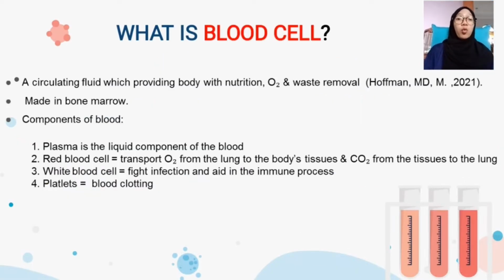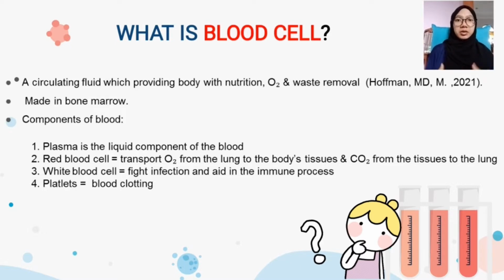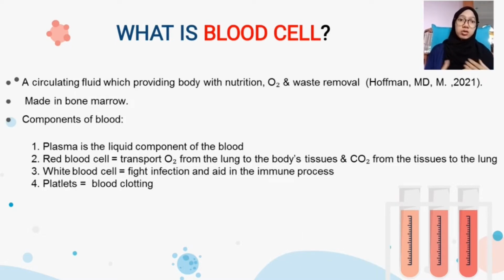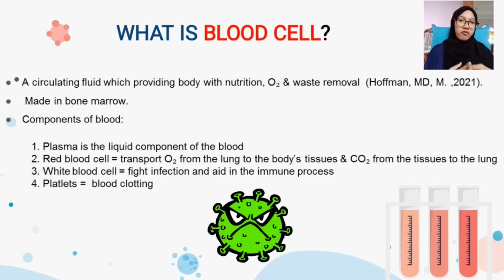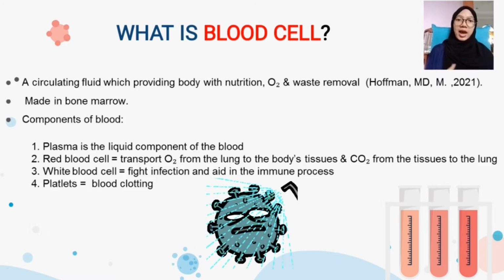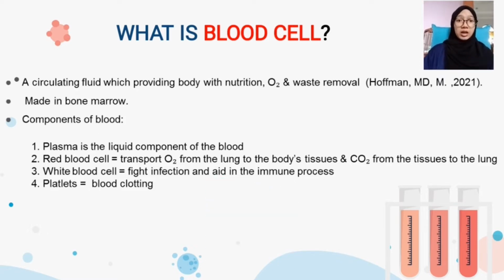Okay, first of all, what is blood? Blood is a circulating thin fluid which provides the body with nutrients, oxygen, and waste removal. It is made in the bone marrow, and there are several components of blood: plasma, red blood cells, white blood cells, and platelets. Red blood cells transport oxygen from the lungs to the body's tissues and carbon dioxide from the tissues to the lungs. The main function of white blood cells is to fight infection and aid in the immune process. And the last one, platelets, is for blood clotting.